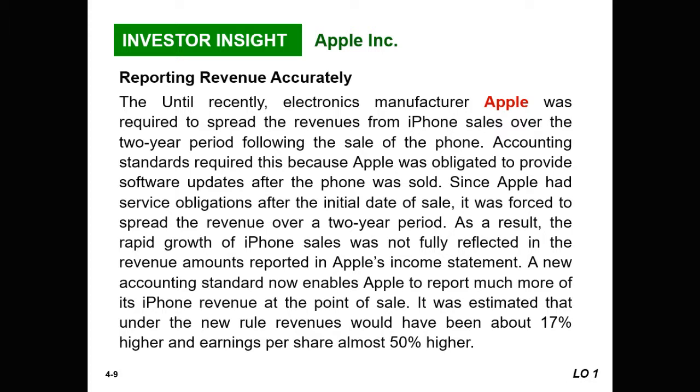Now, because of a new standard that has come into play, we had a lot of revenue recognition guidance. We've now got a more definitive set of guidance that you'll learn about in later classes. As a result of the new standard, Apple reports more of its iPhone revenue at the point of sale. Not all of it, but more of it. Under the new rules, revenue would have been about 17% higher, and earnings per share would have been almost 50% higher in those prior periods.